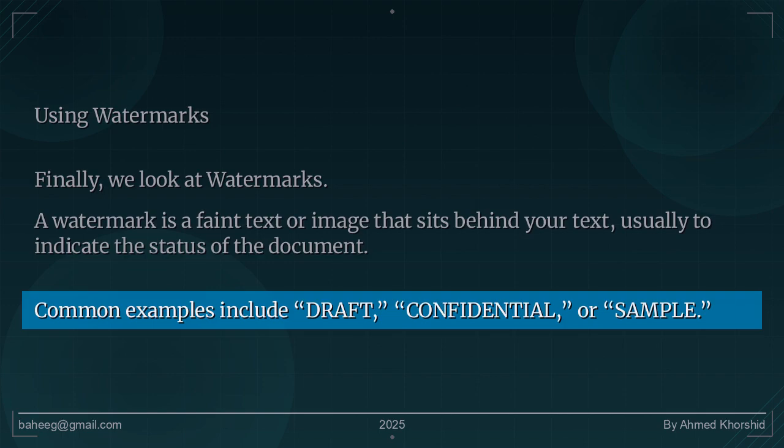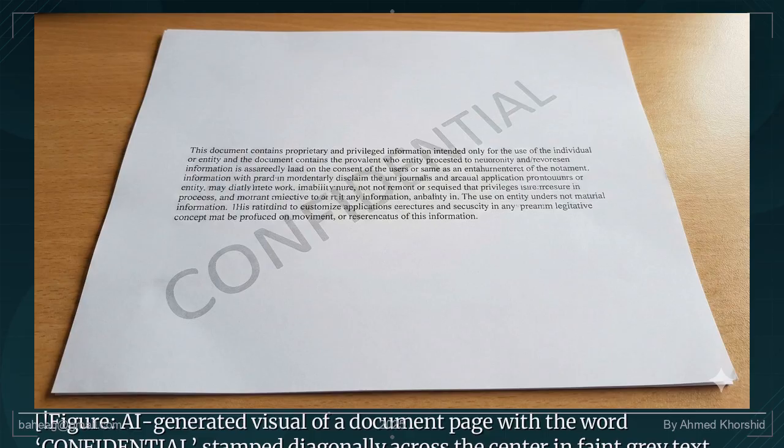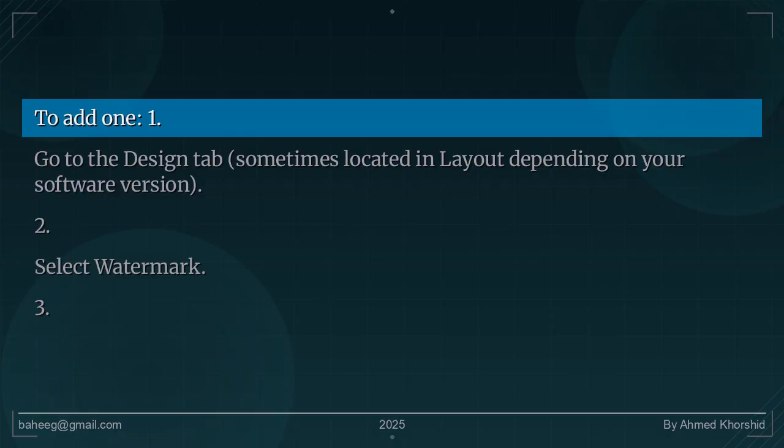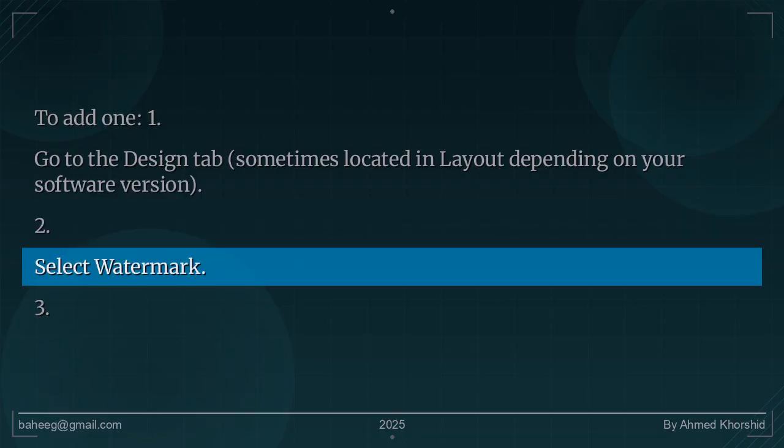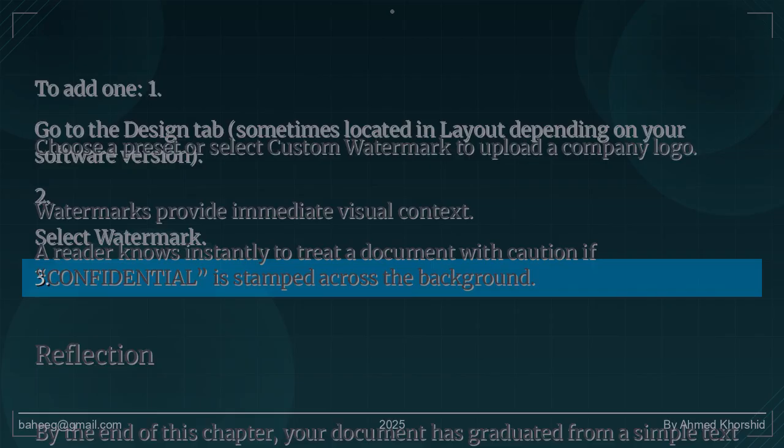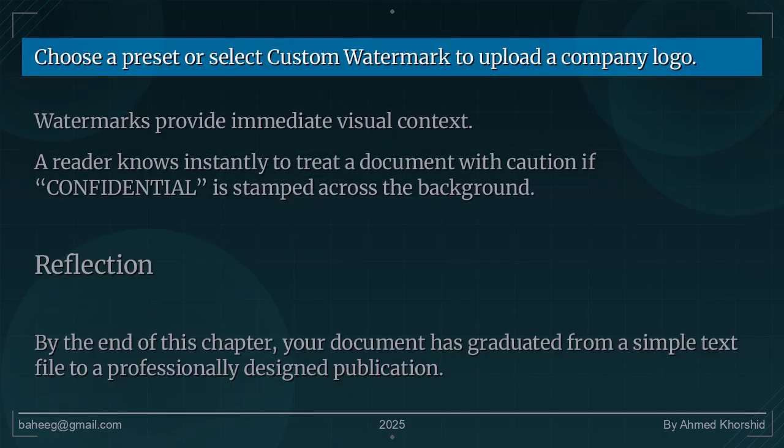Common examples include draft, confidential, or sample. Figure: AI-generated visual of a document page with the word confidential stamped diagonally across the center in faint gray text. The main paragraph text is legible over the top of the watermark. To add one, go to the Design tab, sometimes located in Layout depending on your software version. 2. Select Watermark. 3. Choose a preset or select Custom Watermark to upload a company logo.